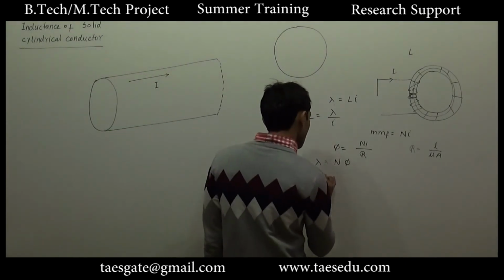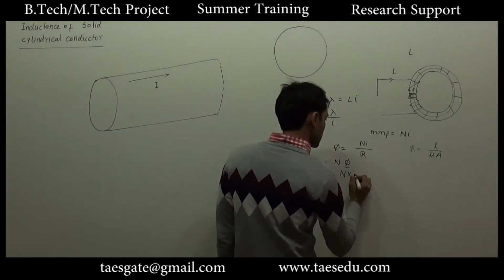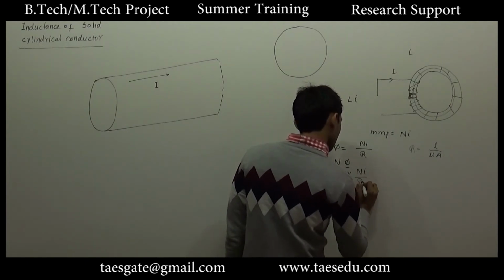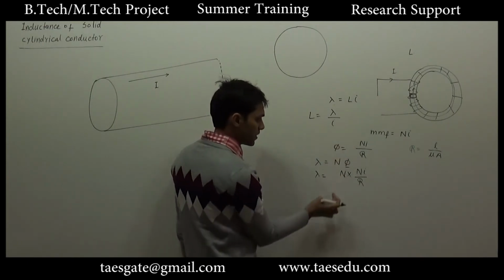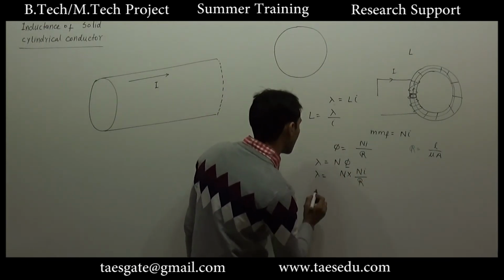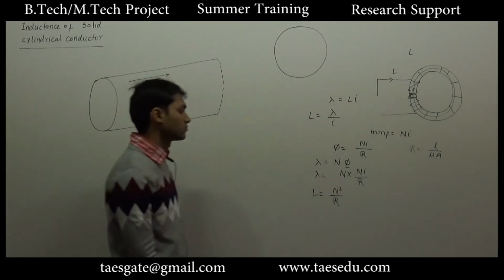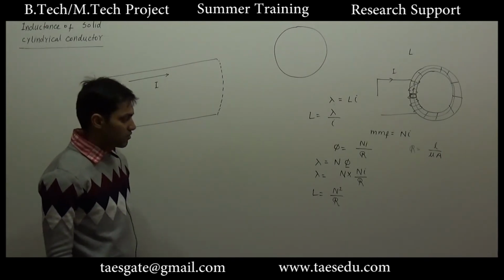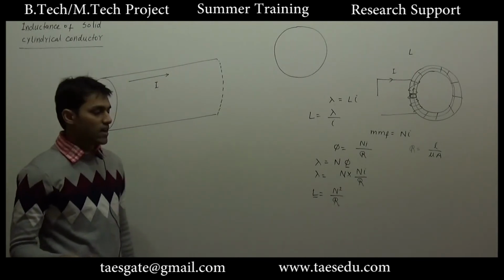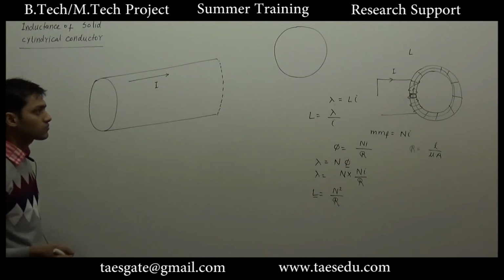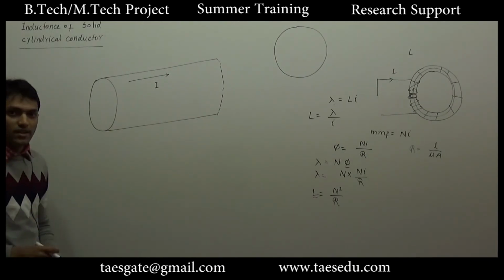So the total linked flux will be N, and the value of flux is Ni divided by reluctance. Hence L will be total linked flux divided by I. So when we divide by I, L will be N square divided by reluctance. So the method for calculating inductance is to find out the total linked flux and divide it by the current. We will adopt the same method to find out inductance of this solid cylindrical conductor.